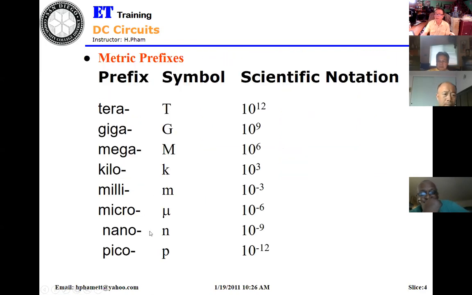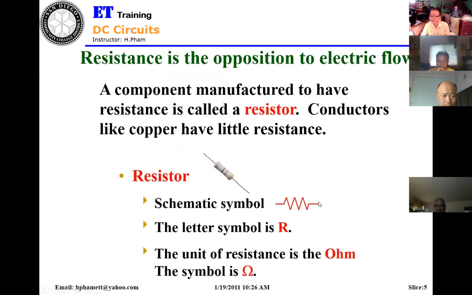Okay, and now we need to know about the prefixes. Capital T is tera, 10 power of 12. Giga, 10 power of 9. Mega, 6. Kilo, 3. Milli, minus 3. Micro, minus 6. Nano, minus 9. Pico, minus 12. Okay? If you can remember that, that's good. If not, then you have to open it again and try to find out what micro is. Okay? 10 power of minus 6.